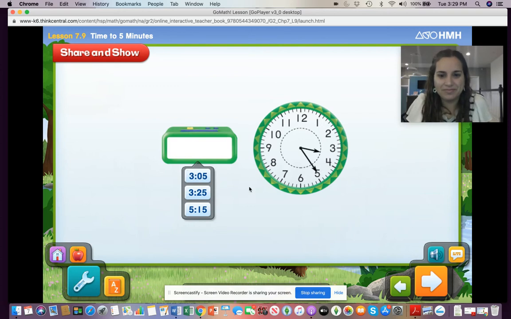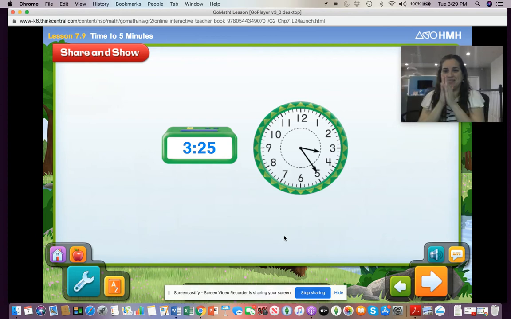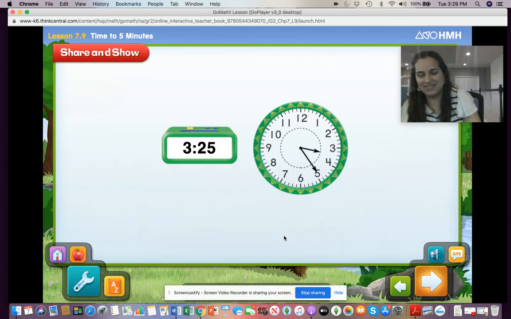What's the time on the clock now? Let's see. I know 1 is 5, 10, 15, 20, 25. So I have to look for 3:25. 3:05? No. 3:25? Yes. And I see that the short hand is in between the 3 and the 4, so it's almost halfway. I think it's the middle. 3:25. Well done. High five! 25 minutes have passed since 3 o'clock, so the time is 3:25.